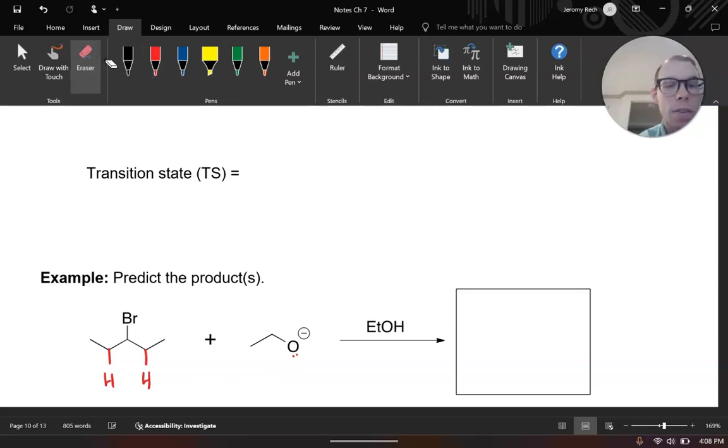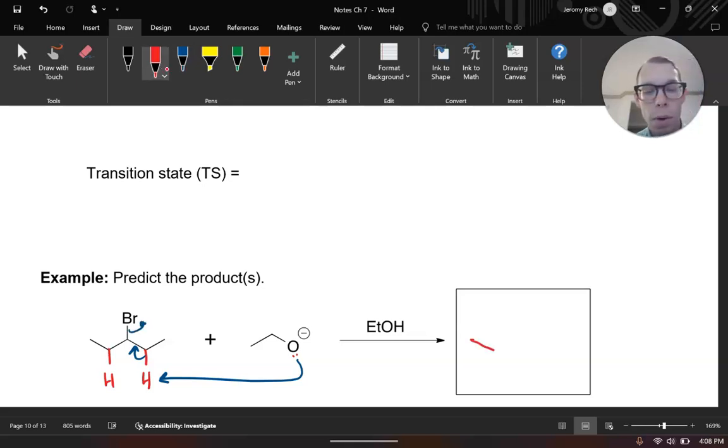Let's actually show a different arrow for that, in a different color. You will have a deprotonation, forming a double bond, and the leaving group leaves. And that would give us our product that would look like this. And then your other products, which you don't need to draw, would be your ethanol and then your Br minus.